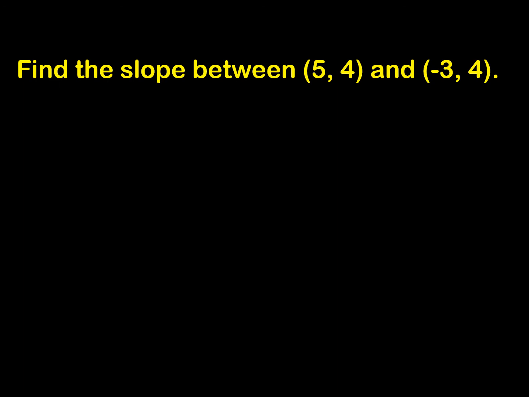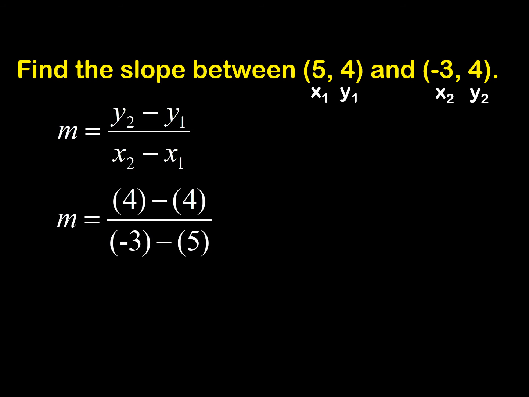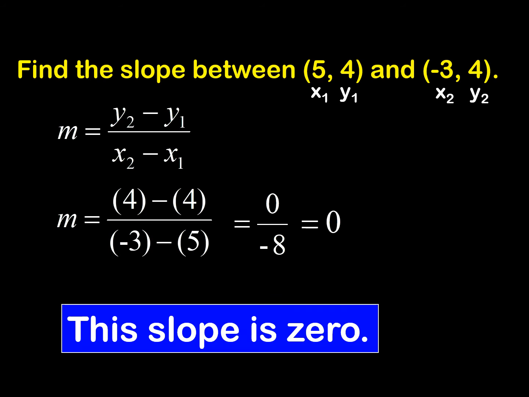So let us find the slope between 5, 4 and negative 3, 4. So using the formula, we have our x sub 1, y sub 1, then x sub 2, y sub 2. Substituting the values, we get 4 minus 4 over negative 3 minus 5. So in here, we have 0 over negative 8, and it is equal to 0. So this slope is 0.